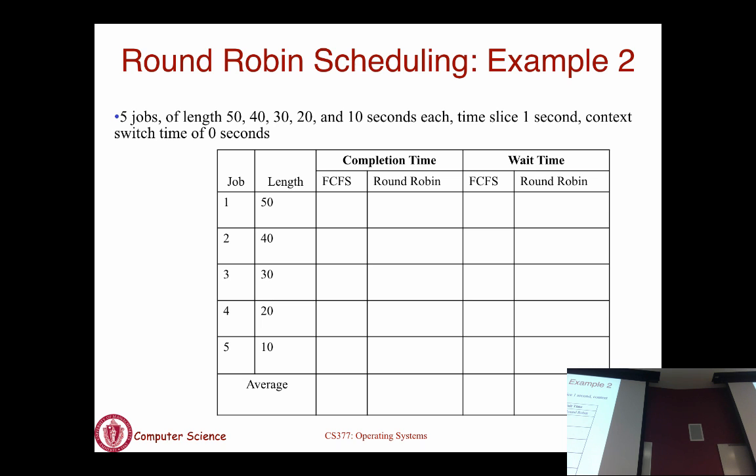It needs 10 seconds. Each time slice gives it 1 second of compute time. So it needs 10 time slots overall before it finishes. So in the 10th round of your round robin, job 5 will finish. Okay, it will be done.